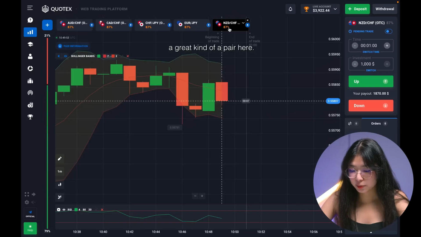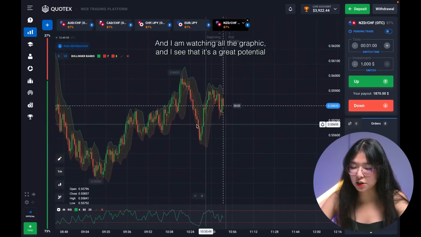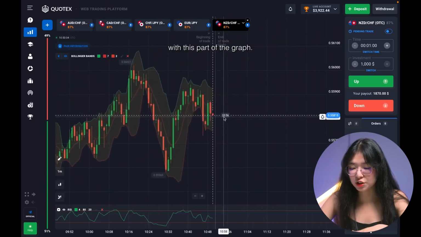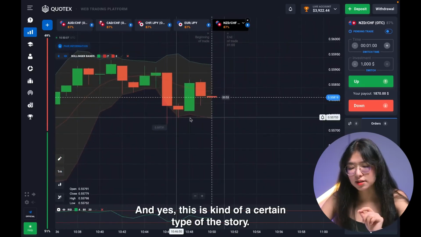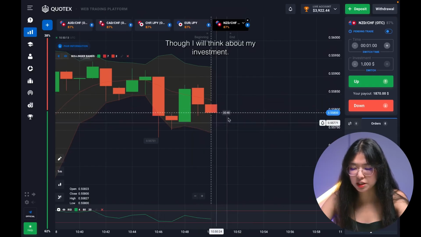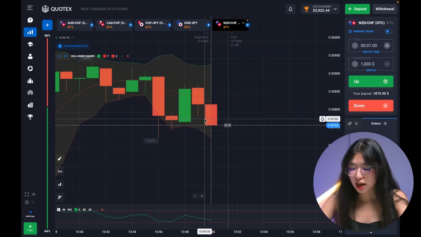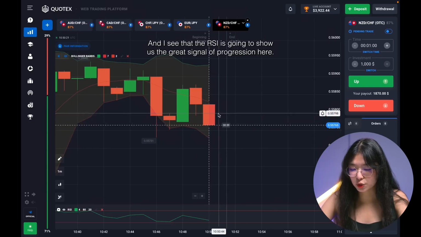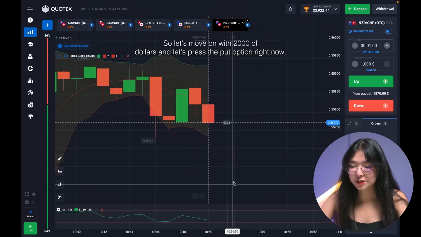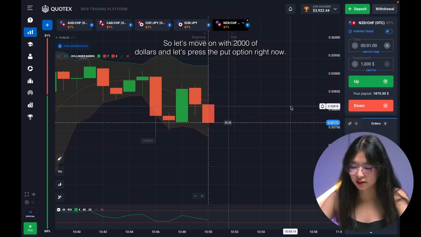A great kind of pair here, and I'm watching all the graphic, and I see that it's a great potential for us to move on with the bullish market, though we'll be working with this chart. And yes, this is a certain type of story, though I think about my investment. I think this should also be $2,000, and I see that RSI is going to show us a great signal of progression here. So let's move on with $2,000 and let's press the put option right now.